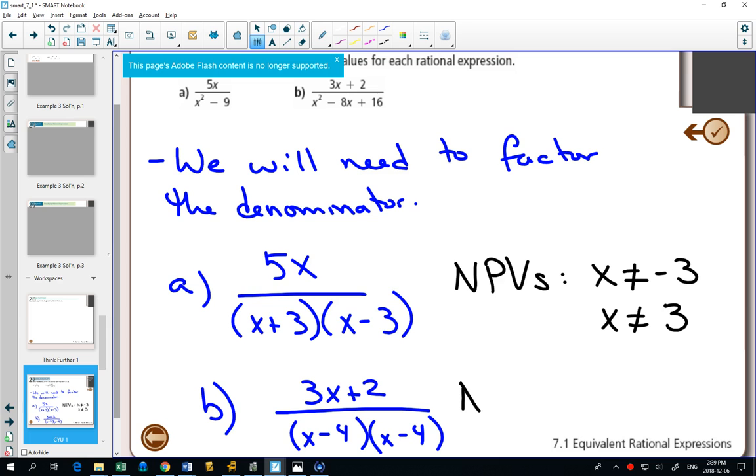Our non-permissible values? X can't equal 4. And x can't equal 4 again in the second one. But there's only one value then that's a problem. X can't equal 4.